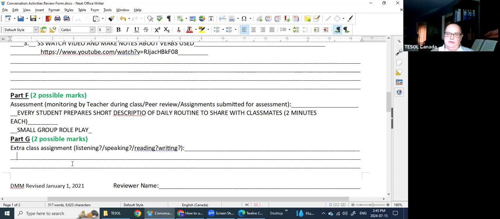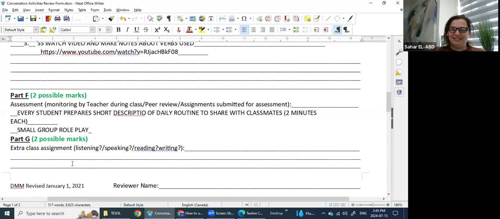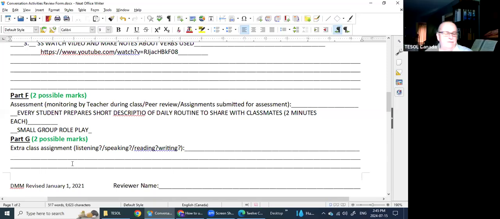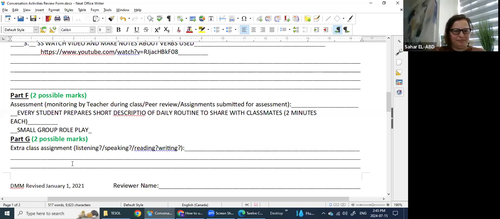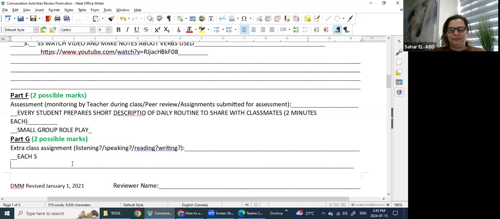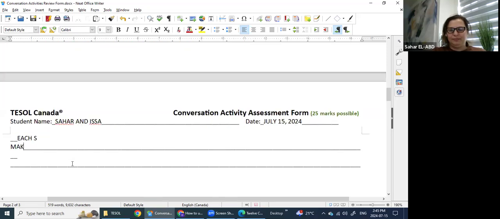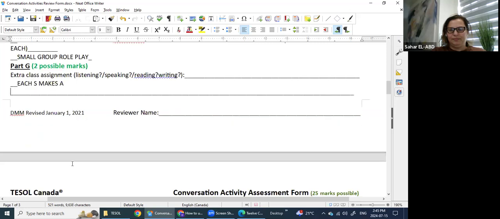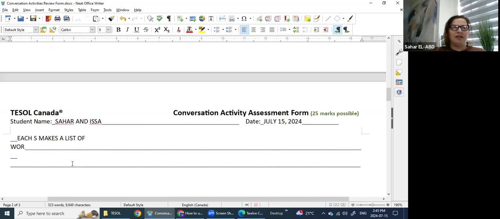Maybe that could be the extra class assignment. Give them that as homework to take home with them. Or maybe like a foundation worksheet that they correct by themselves. You give them keywords for the key answers and they correct them by themselves.